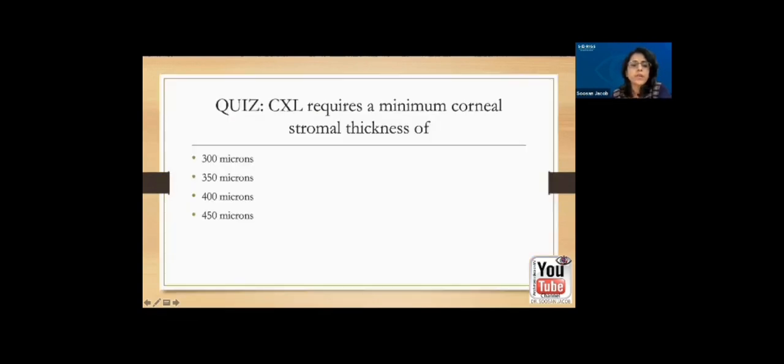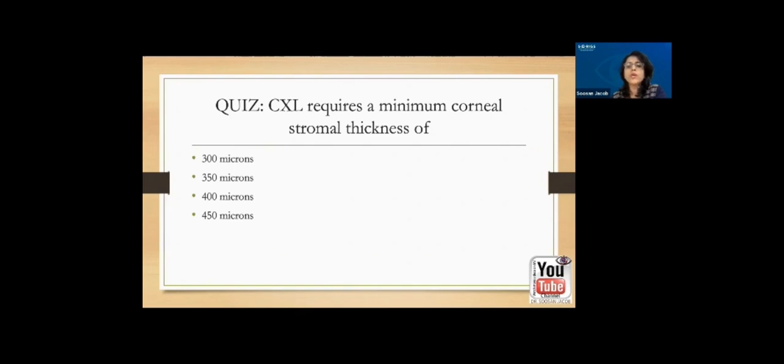And this is just a question for the audience, maybe: how much minimum corneal stromal thickness do you need to do conventional cross-linking? And I'll just give the answer also. It is 400 microns. So you need 400 microns of stroma to be able to do conventional cross-linking, and this 400 microns that's often given as a value is not inclusive of epithelium, but it's exclusive of epithelium.